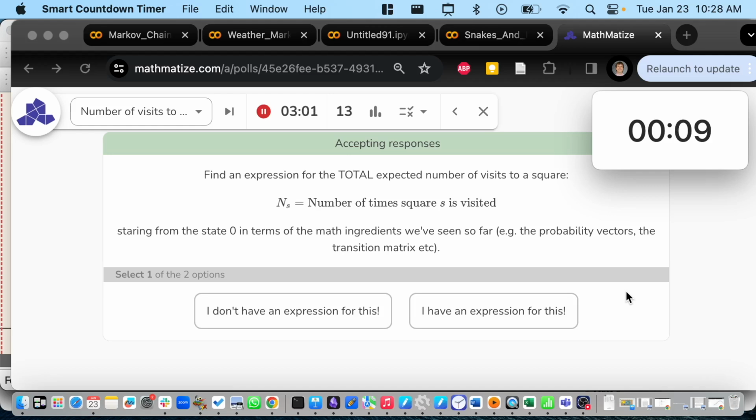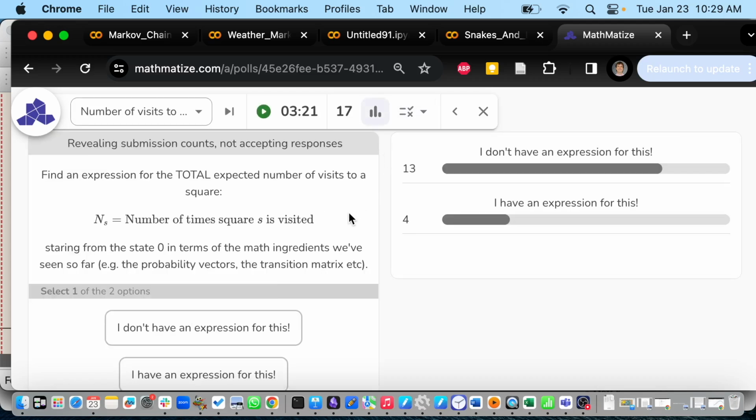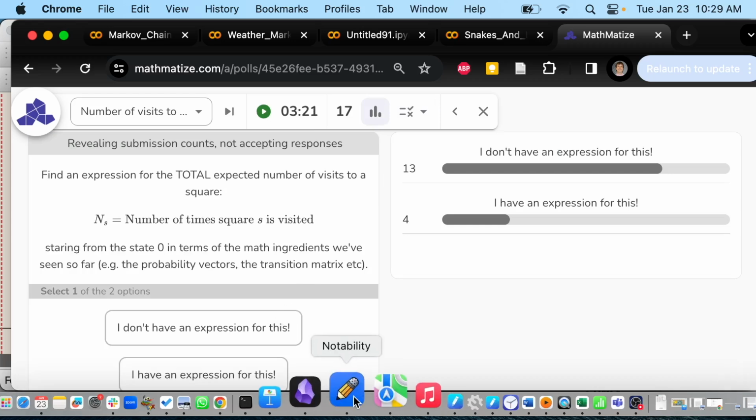Okay, 10 seconds left. Put in your answer. If you don't have an expression, there is a button for you. So please, please click the I don't have button so I can know how many people. Okay. All right, let's take a look. Reveal counts. Okay, most people do not. Only 4 people found an expression. Let me give some hints to speed you guys along.